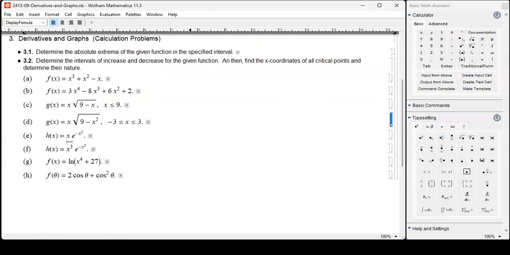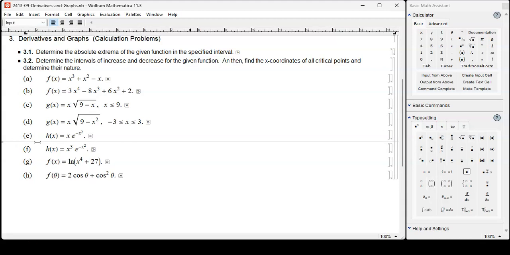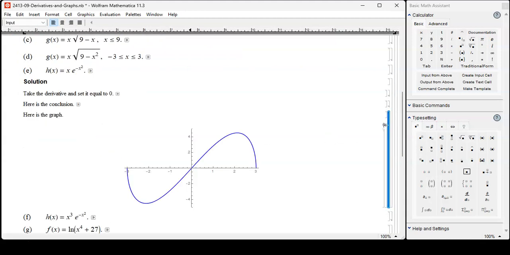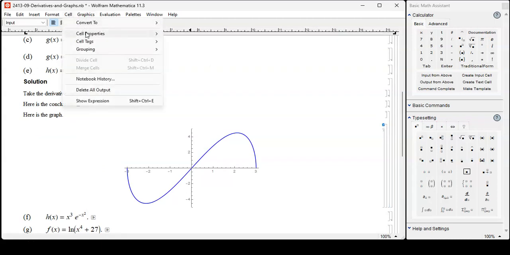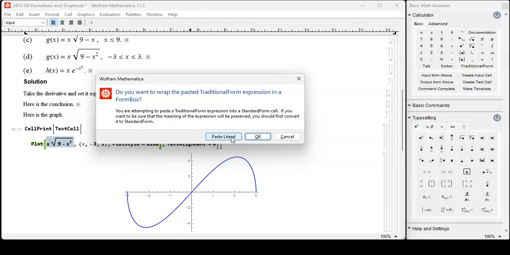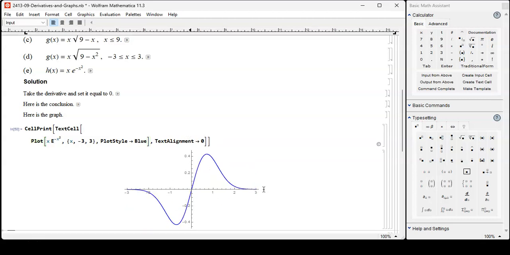Okay, how about the next problem here? Excuse me, let me copy and paste this. Okay, let's see. Where's the graph? And then this time, let me copy and paste this. Let's replace this capital E. And then, all right, we get this kind of graph.